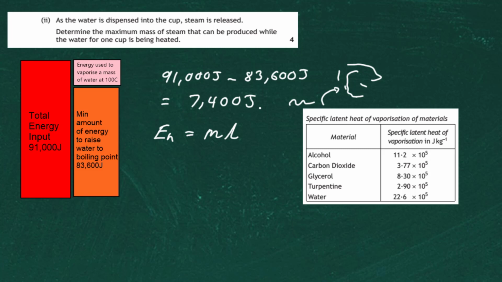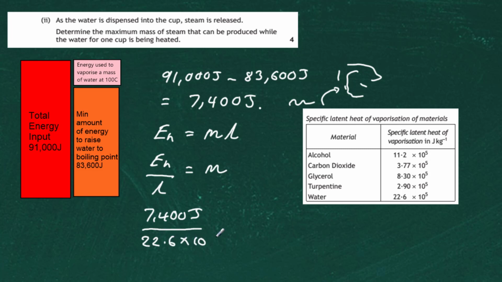So we just do a wee bit of rearranging here, and we have EH, which is what we just worked out there, 7,400, divided by the specific latent heat of vaporization of water, and that's going to give us the mass of basically of the steam. So put in the numbers, 7,400 joules divided by, and it's a very big number here, 22.6 times 10 to the power 5, and it's going to be joules per kilogram.